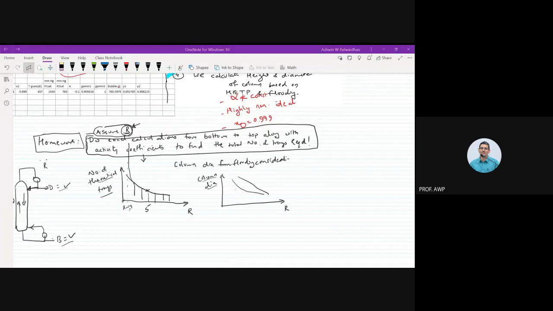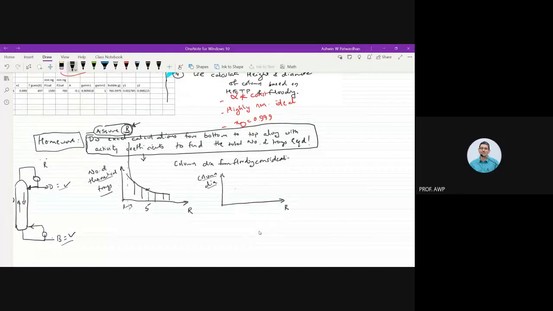Yes, sir. Agreed. Okay, so it will be something like this. Don't worry whether it is linear or non-linear, whether it's quadratic, cubic, let's not worry about it. But as reflux ratio goes up, column diameter will go up.